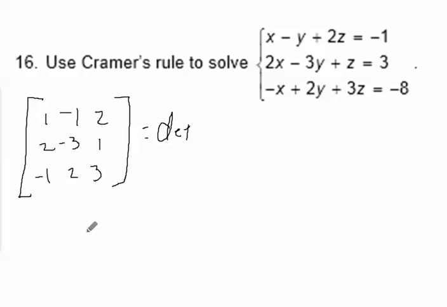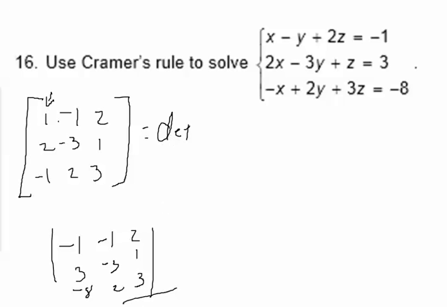I want to find its determinant. And then what I'm going to do is replace this column here with the constants here. So I'll have negative 1, 3, negative 8, negative 1, negative 3, 2, 2, 1, 3. I'll find the determinant of this divided by this determinant from up here, and that will be the x value.